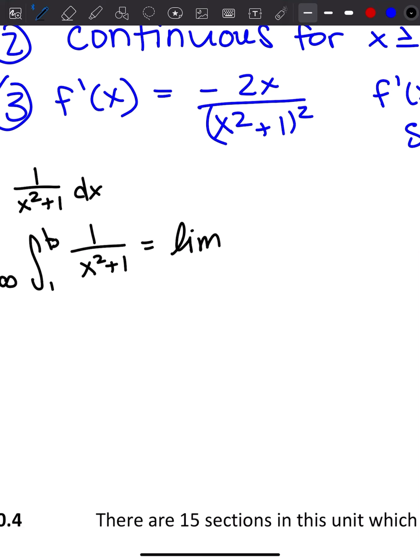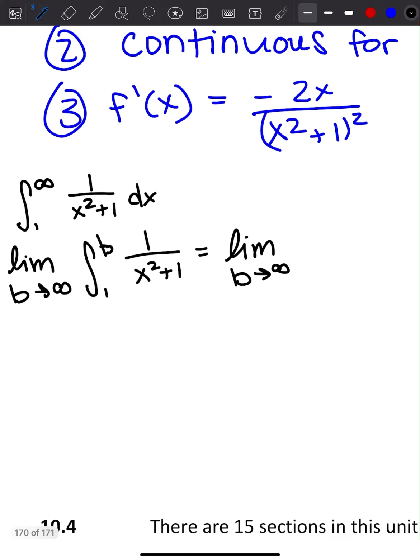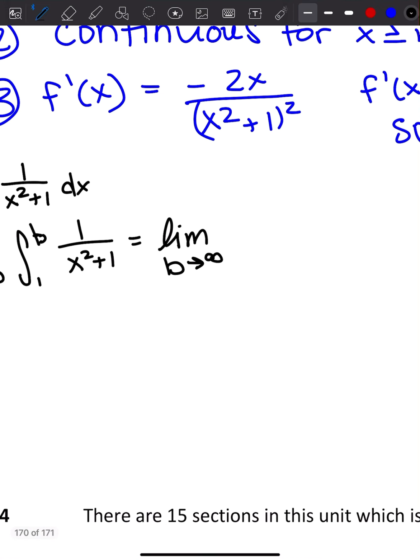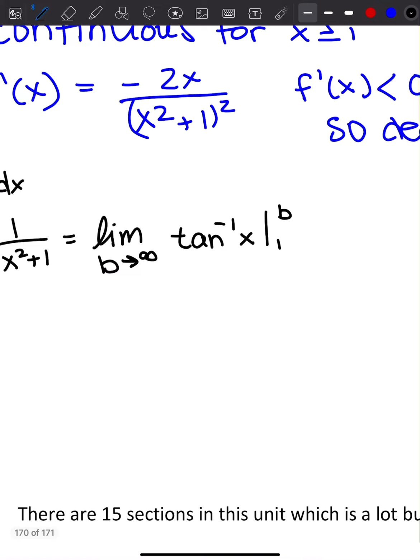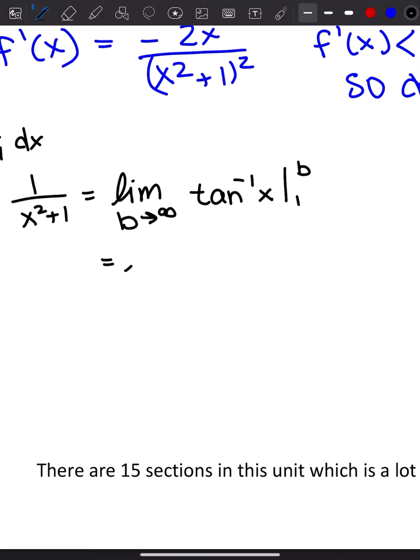So we have the limit as b goes towards infinity. If we look at what we have, x squared plus 1, this right here is tangent inverse, so we have the limit as b approaches infinity of tangent inverse of x from 1 to b. Now we're going to go ahead and plug in our values, so the limit as b approaches infinity of tangent inverse of b minus tangent inverse of 1.